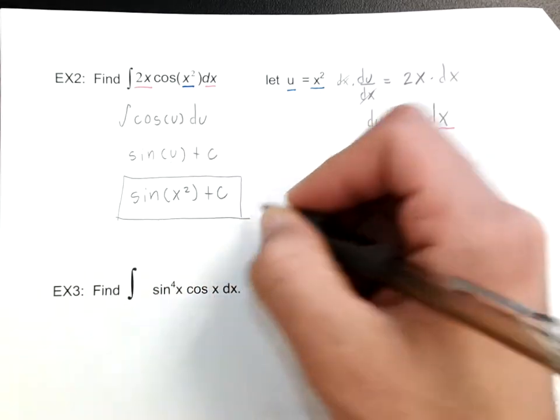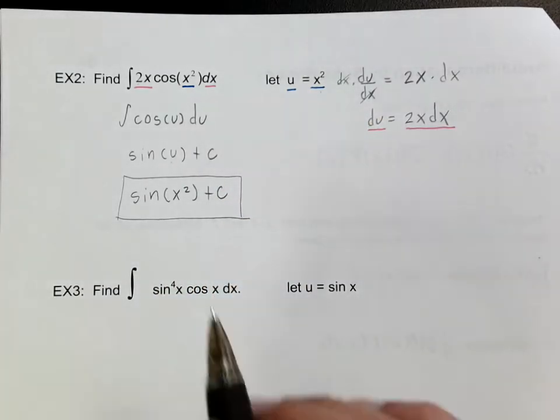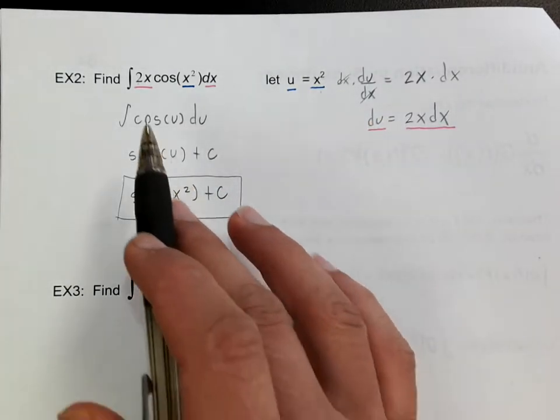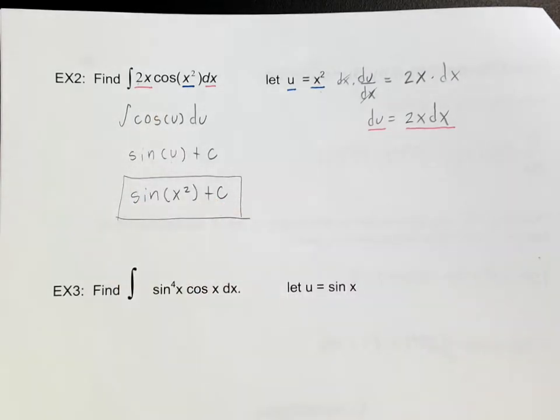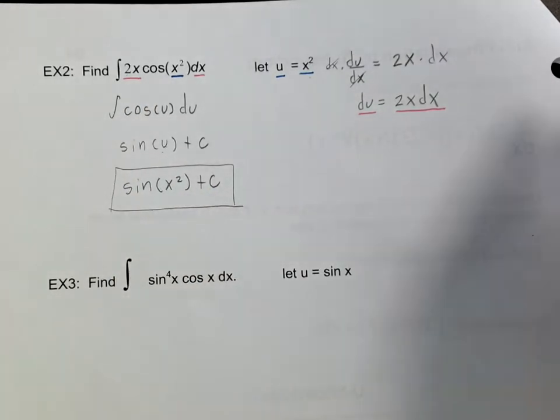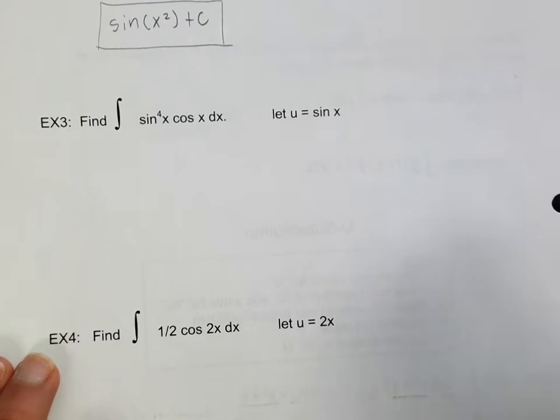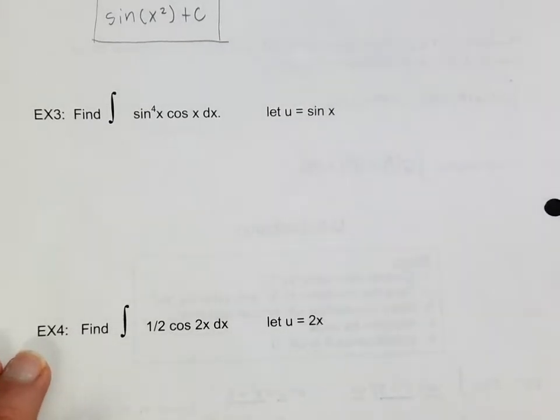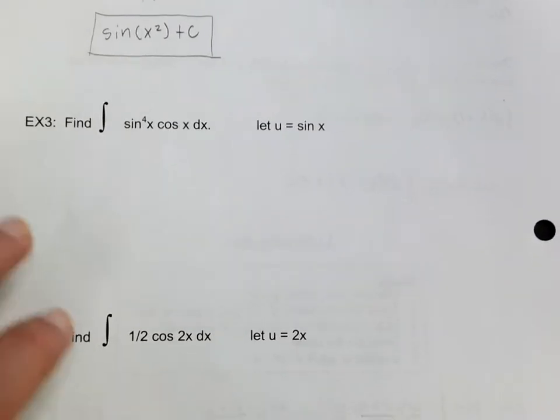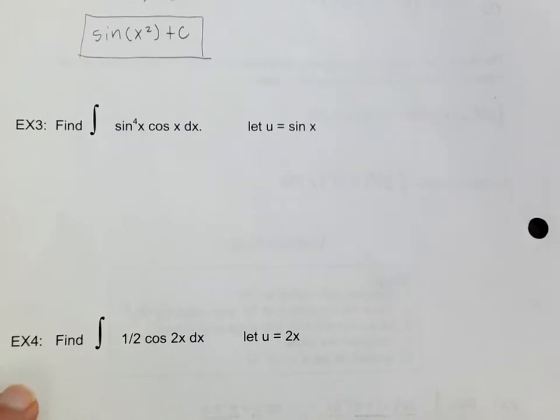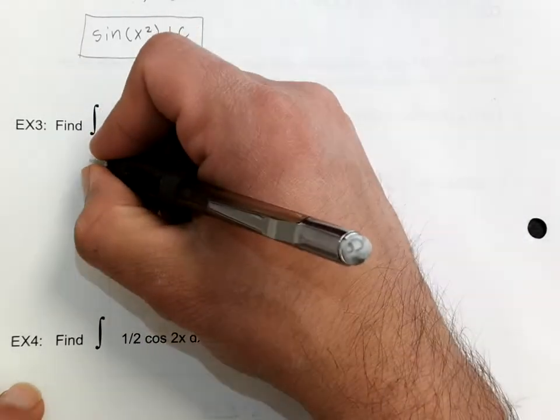Right? If you wanted to check your answer, you can do the chain rule. And when you do the chain rule, you should get back to this equation. Okay? Let's go over to example number 3. Same idea here. I'm going to rewrite this before we even begin like this.